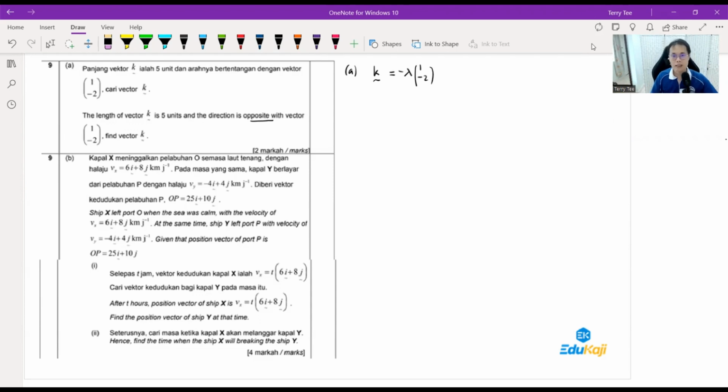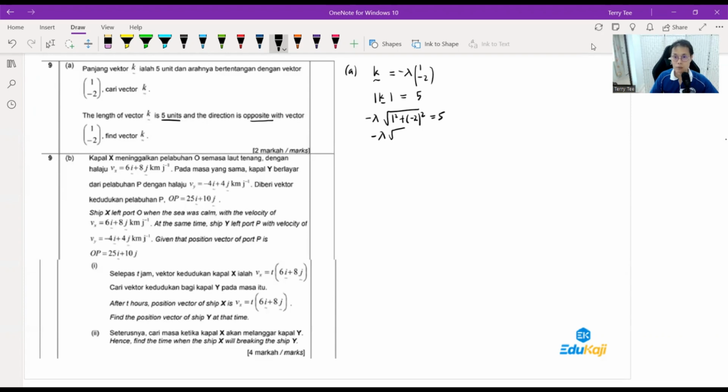So here the length is 5 units. I think it's best we just use magnitude, right? Now I know a lot of people will multiply inside, but you don't need to. We can just keep the lambda outside. So magnitude of k is given as 5. So we keep the negative lambda here. We take the magnitude of (1, minus 2), that is 1 squared plus minus 2 squared. Then we square root it. The result is square root 5.